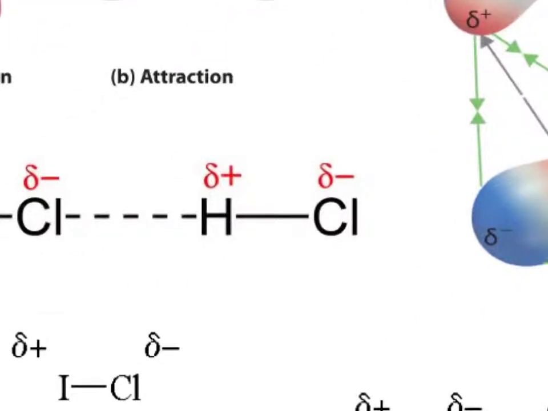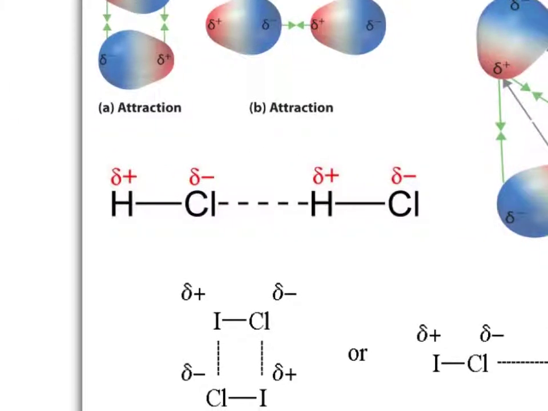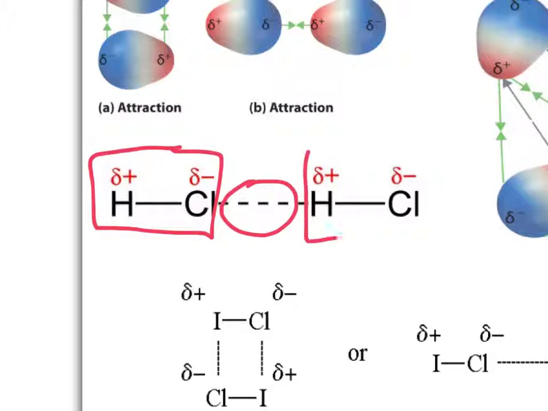Here's another example. I actually have drawn out the HCl to HCl, and you see that this right here is my dipole interaction. That's the attraction between this molecule and this molecule. It's the partial negative to partial positive.